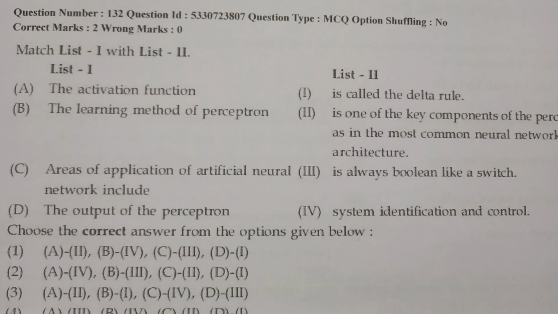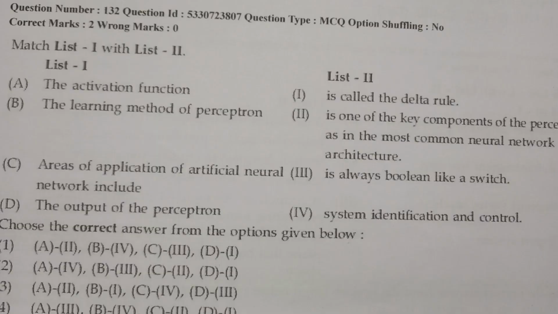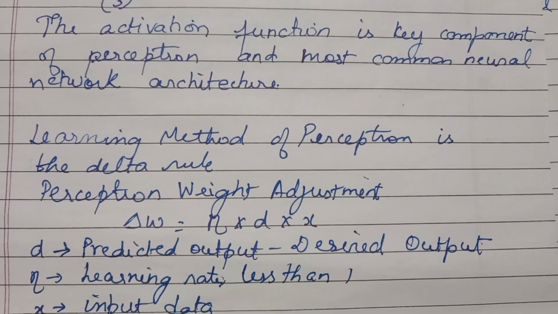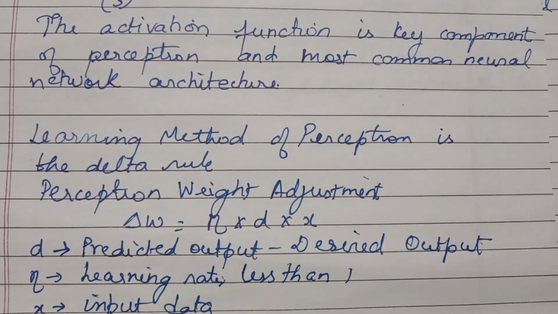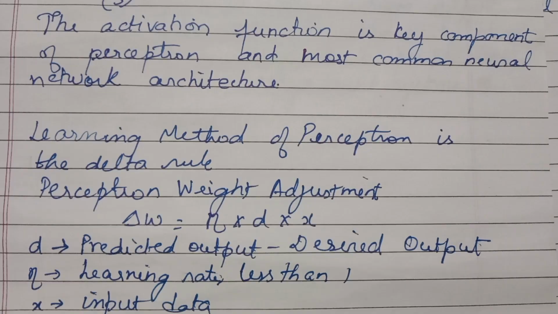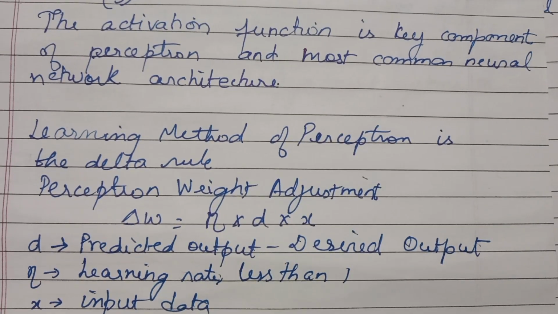Question number 132. They have given list 1 and list 2. In list 1: the activation function, learning method of perceptron, areas of application of artificial neural network, and output of the perceptron. So the activation function is one of the key components of the perceptron, and it is the most common neural network architecture. Okay, so what is the learning method of perceptron?